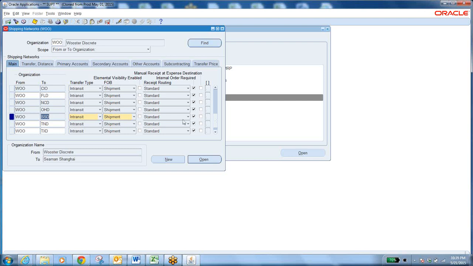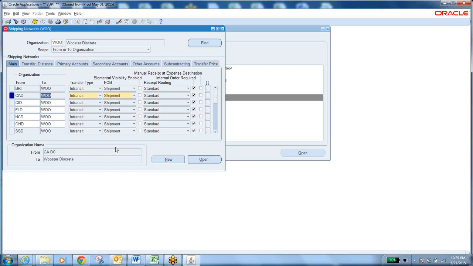So it is not allowing us. Why? Because these checkboxes are enabled. So if you want to transfer something from here to here, there should be an internal sales order created. And which is shipping? This is from org. From org is nothing but shipping organization. To organization is nothing but receiving organization. When I say from to, so this is shipping to here. If you scroll up, see, this is shipping to Wooster.